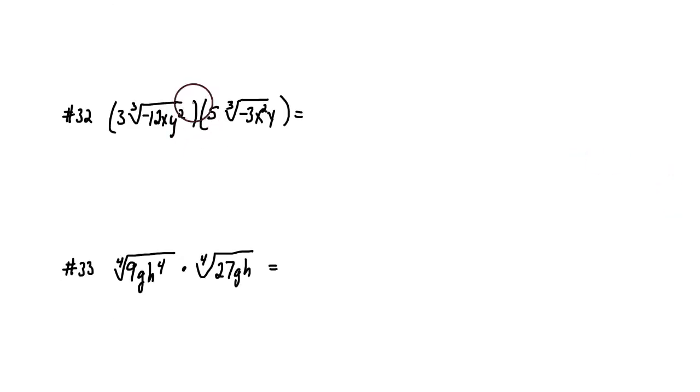Number 32, another multiplication in here. 3 times 5 makes 15. And then inside the cube root radical, we can also multiply. Negative 12 times negative 3 is 36. X times x squared is x cubed. Y squared times y is y cubed.